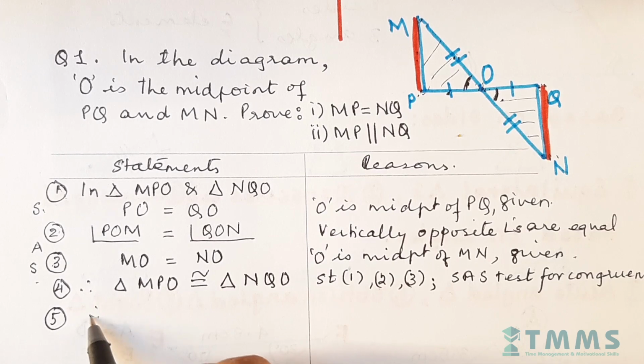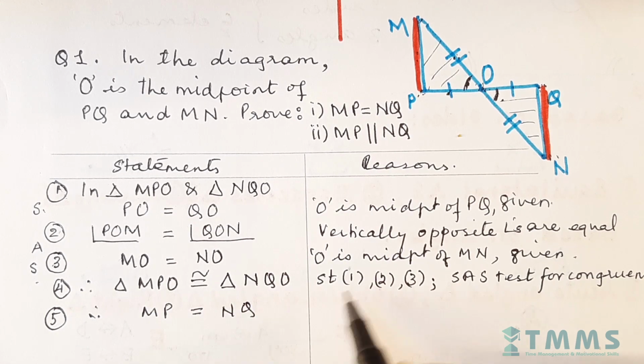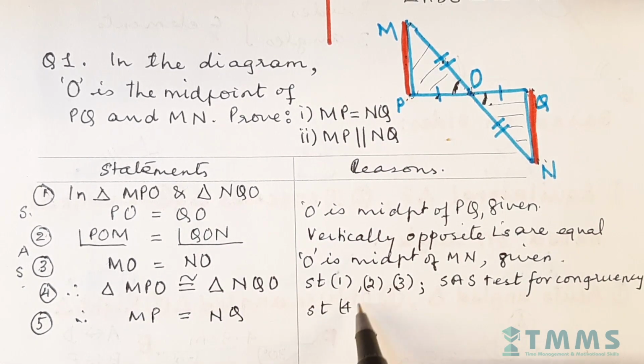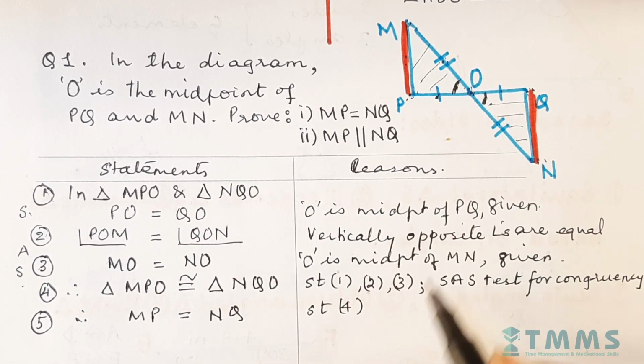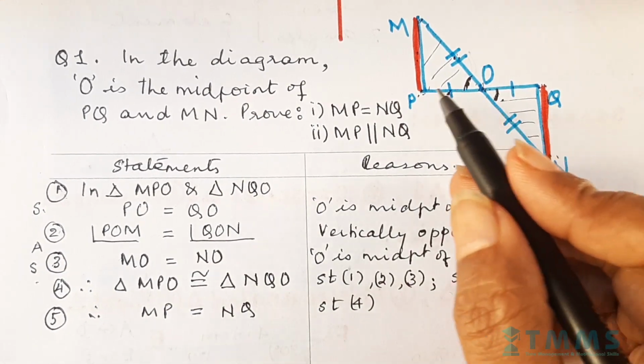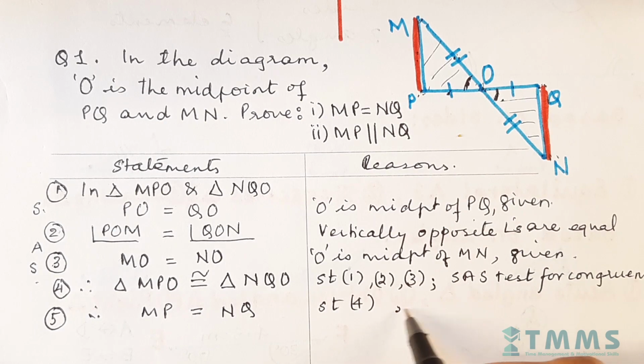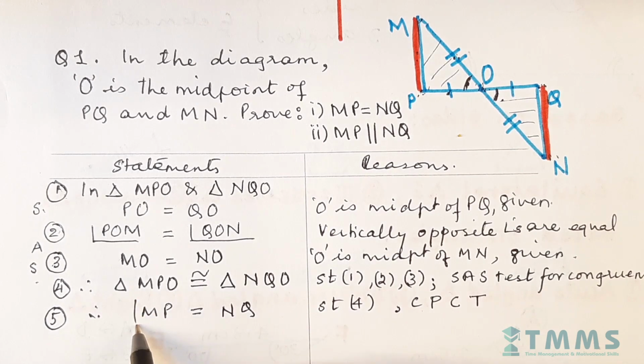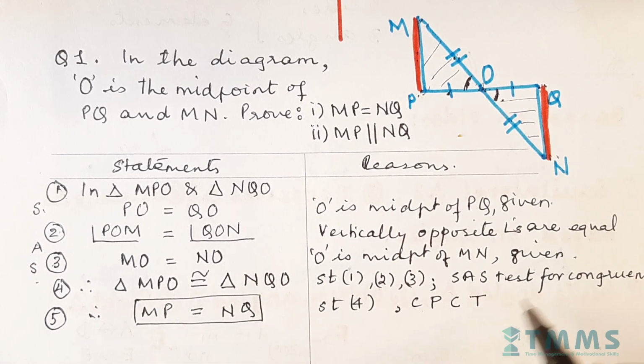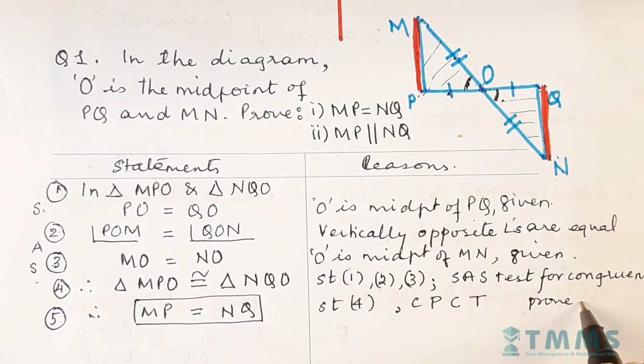So we derive from this fourth statement that therefore MP will be equal to NQ, and that will be because statement 4 says that two triangles are congruent and therefore their corresponding parts will be equal. So we will say corresponding parts of congruent triangles are equal. That is CPCT, I'm just writing it in short. And this becomes our first proof. So proved first part.